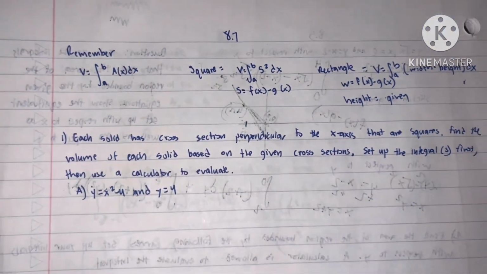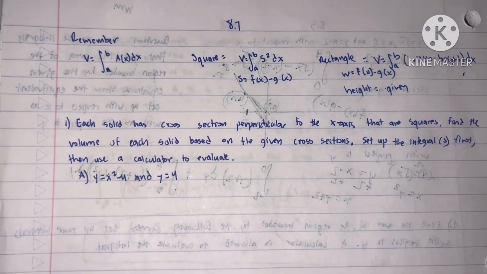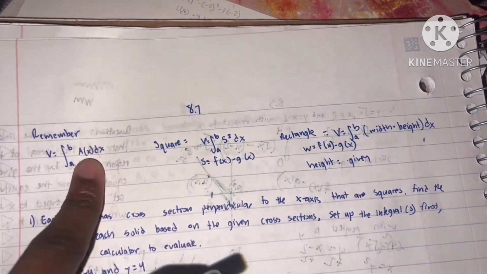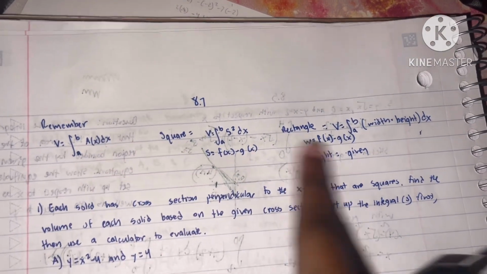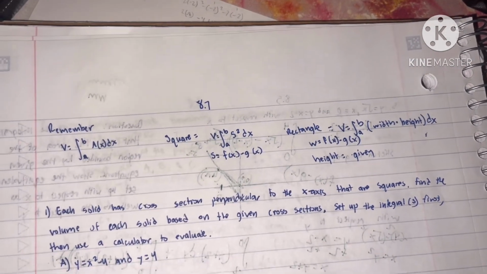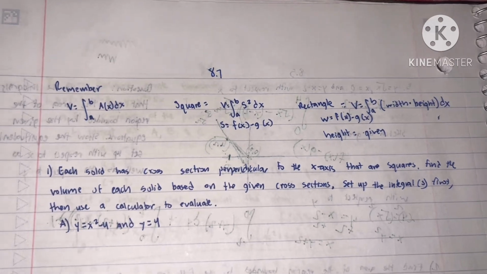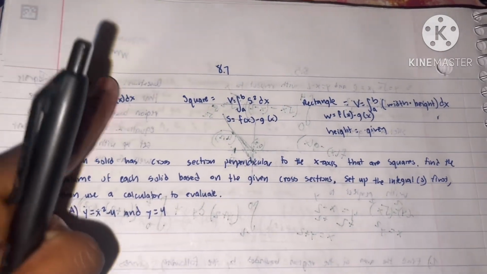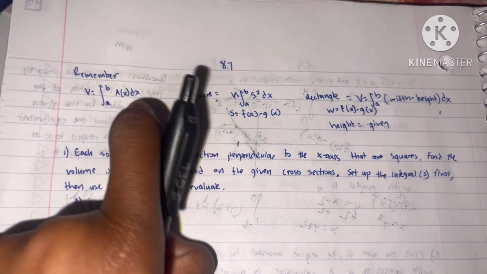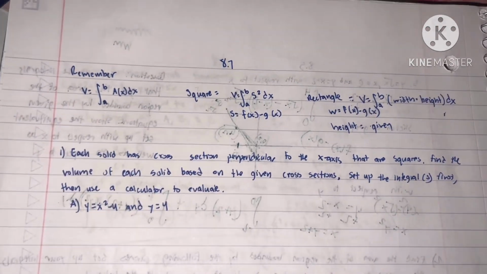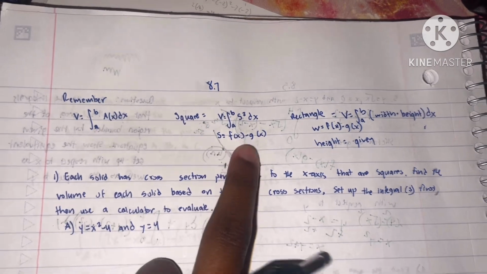Hi guys, we'll be doing 8.7, volumes of cross sections, rectangles and squares. And I will say I want you to remember these. These are important equations for this lesson in particular. Volume equals the integral from a to b of A(x) with respect to x. The A(x) is basically just an area, and it goes into this.